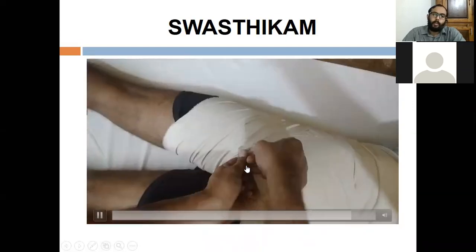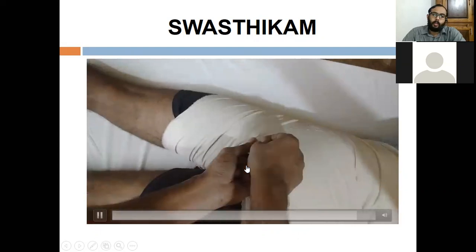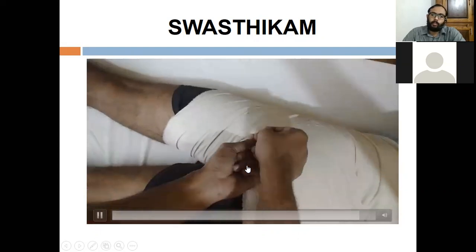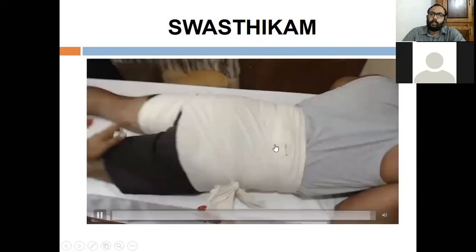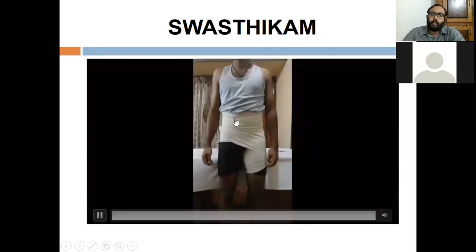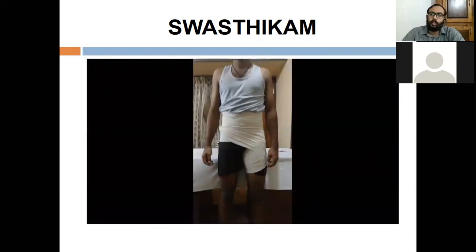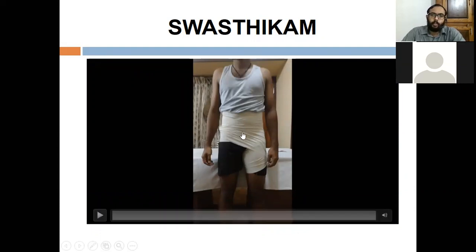This should be removed on the 3rd day or 7th day as per the condition of the patient. The first thing regarding this bandage is that it should be done inside the dressings. After undressing the patient, we are giving this bandage. This is actually hip spica bandage or swastika bandha.